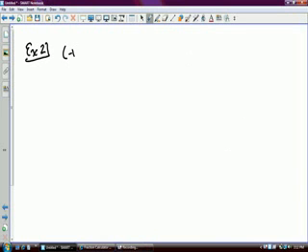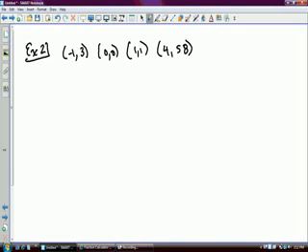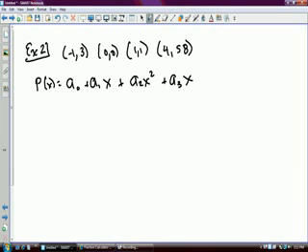For the points: negative 1, 3; 0, 0; 1, 1; and 4, 58. And this might be just good practice for everybody. I'm just going to skip some steps here. I know that the polynomial has got to look like, well, it's 4 points, so it should be a third degree. So it's A0 plus A1x plus A2x squared plus A3x cubed. So that's the polynomial we're looking at.